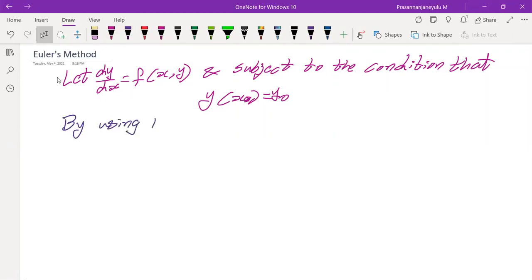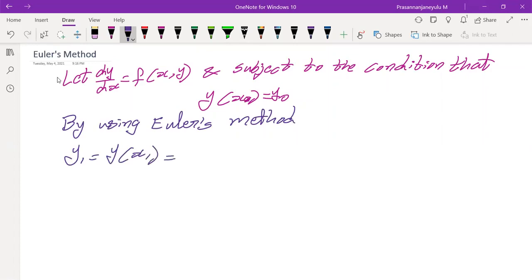we are going to find y1. What is y1? y1 is nothing but y of x1. In the same manner we are going to find y2. What is y2? y of x2. We are going to find y3. What is y3? y of x3. So these are the things we are going to find by using Euler's method.